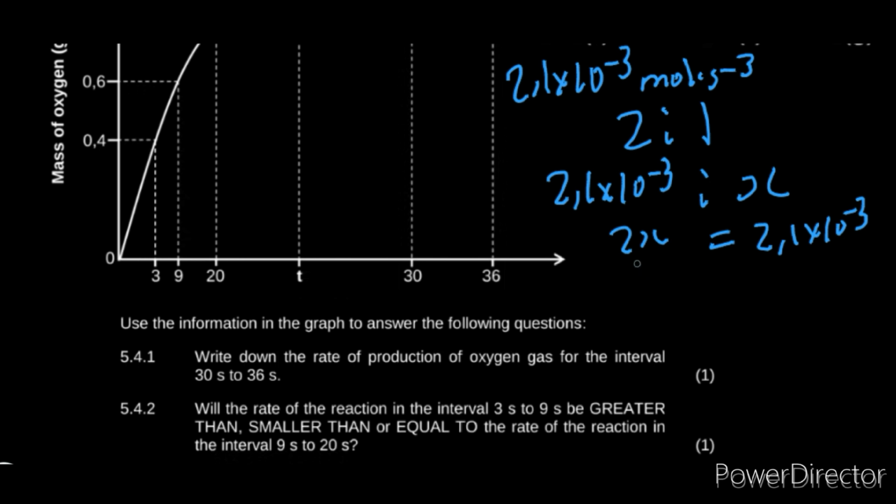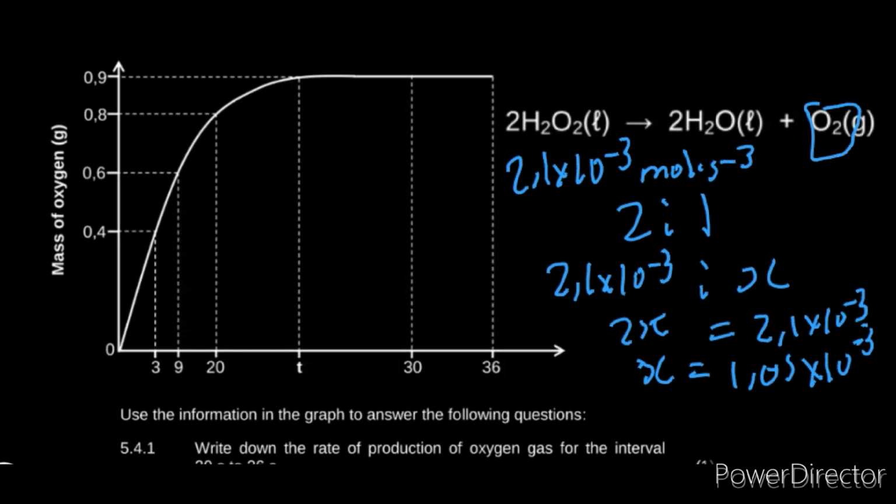So from here we have to solve for x, right? Because we want to get the exact rate of reaction. So when we divide by 2, we're going to end up having x equals 1.05 times 10 to the power of minus 3. So now we have the rate of reaction of this one, right? So we now have the rate of reaction of oxygen. So when we have the rate of reaction of one, we can easily get the rate of reaction of the other. So notice that it is still in moles per second, right?